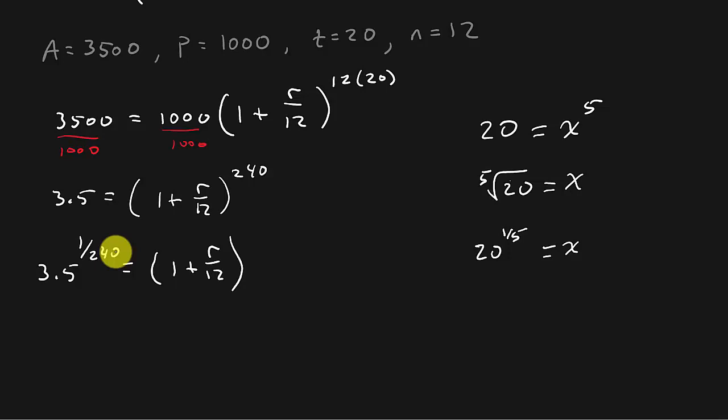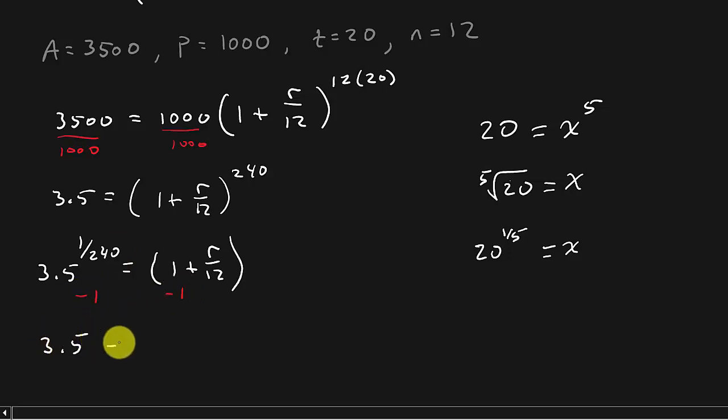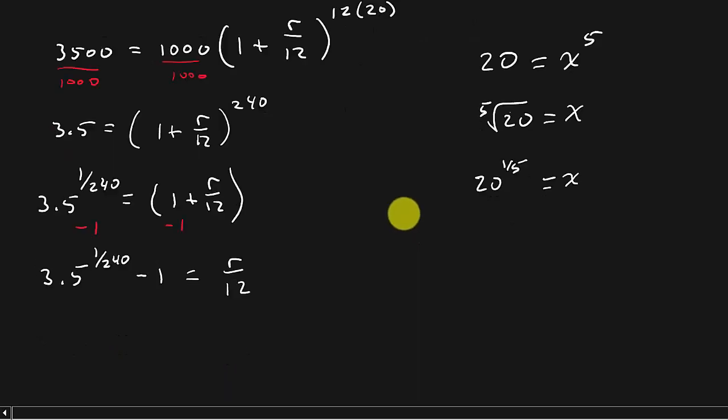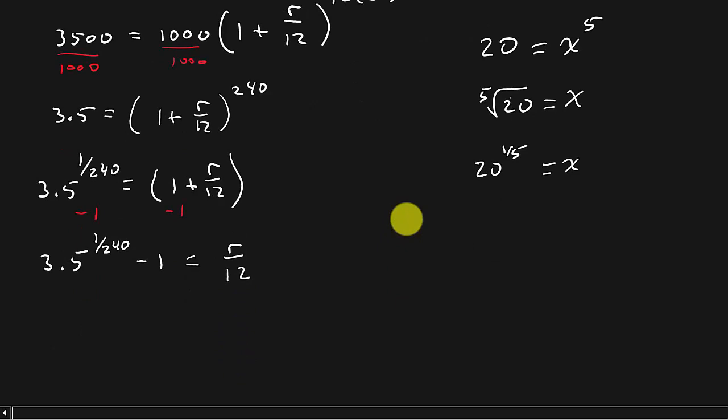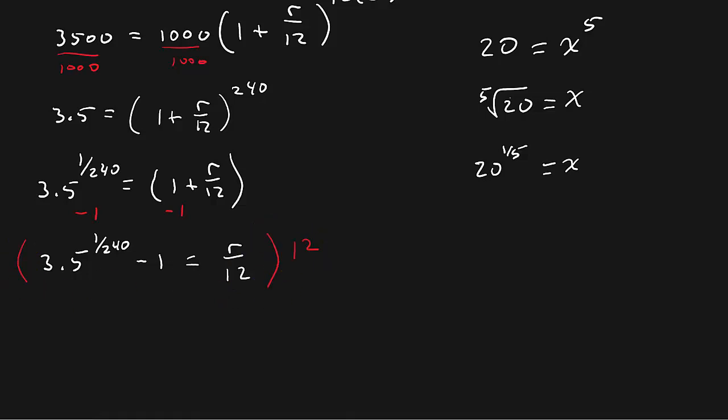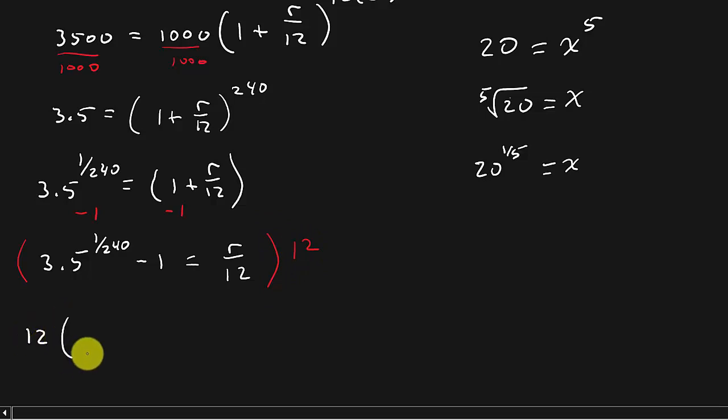Now, we got to get r by itself. So now we're going to subtract 1 from both sides. So that's going to be 3.5, whoop, almost left the exponent off, to the 1 over 240, minus 1 equals r over 12. See that? All right. So now we got to get rid of the 12. So we're going to multiply everything by 12. And so that is going to give me 12 times 3.5 to the 1 over 240 minus 1 equals r.